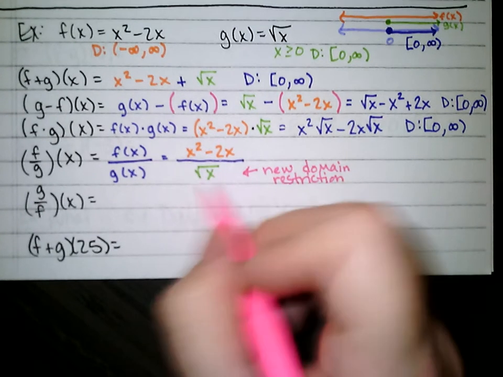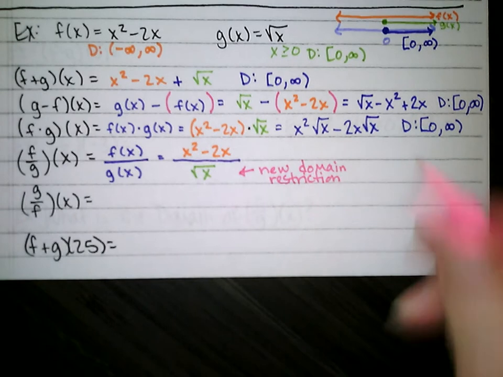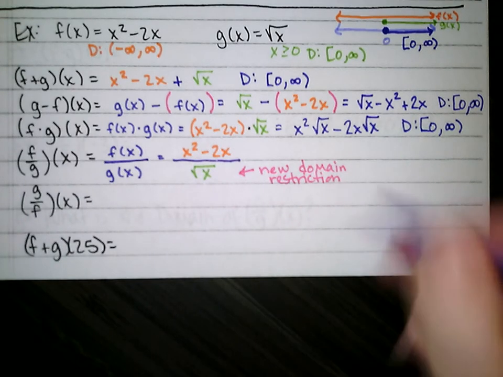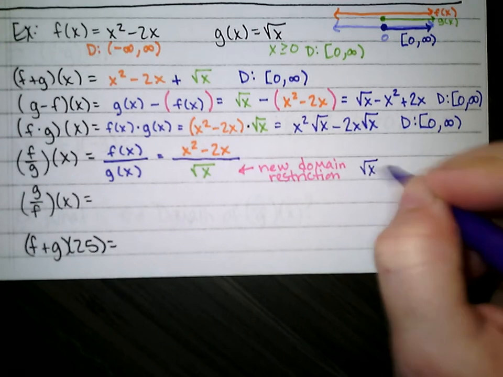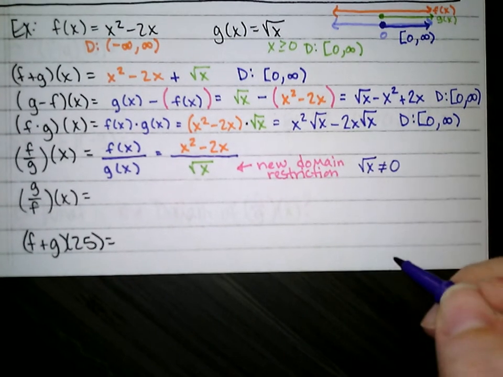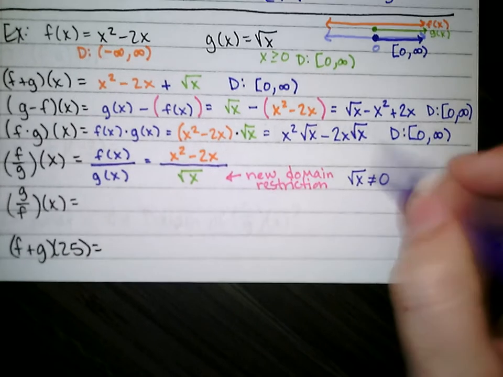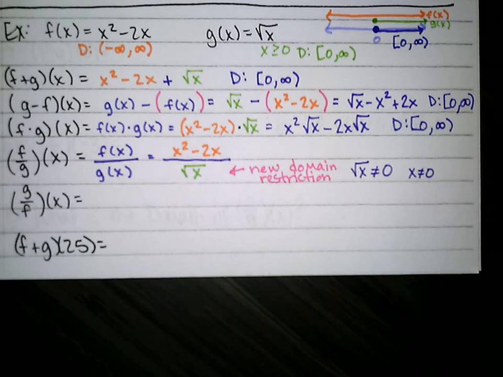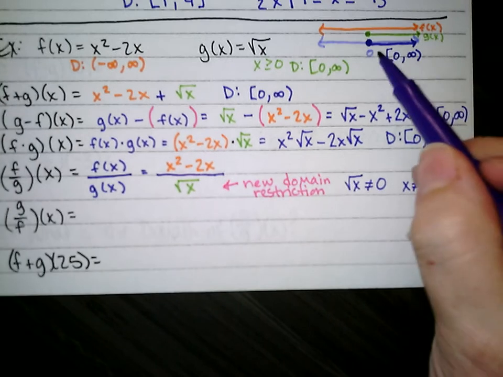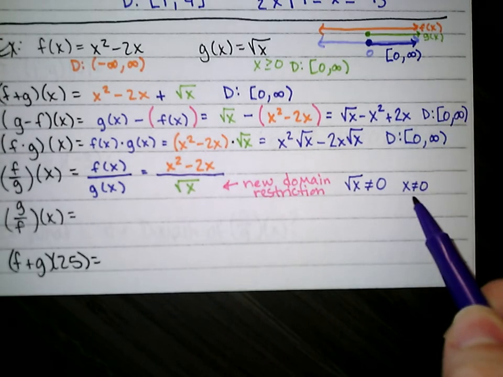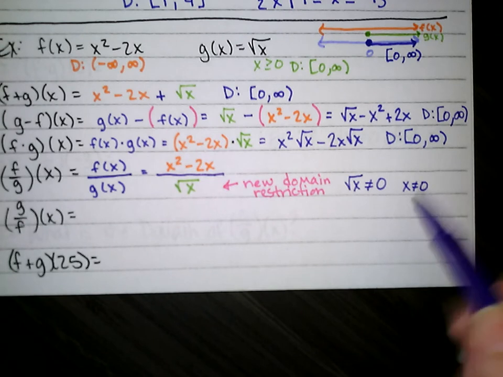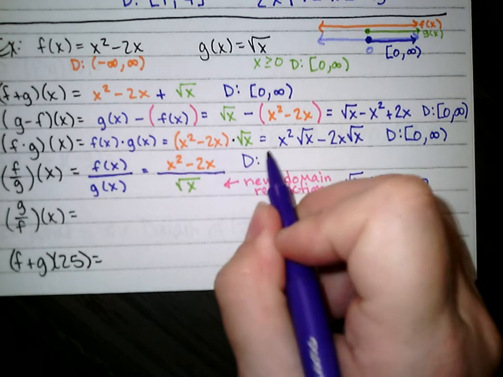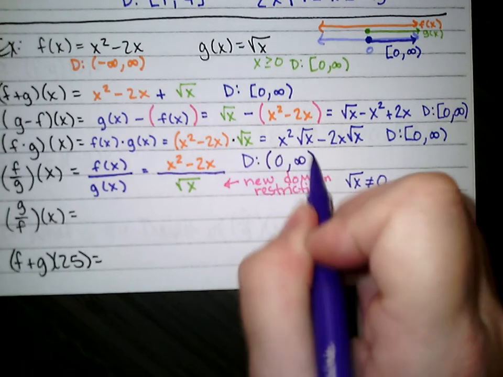So when we have variables in the denominator, remember that we have to set that denominator to not equal 0. So we have to watch that the square root of x cannot equal 0. And when you square both sides, you get x cannot equal 0. So now instead of our domain including from 0 to infinity, we've now added that x cannot equal 0. So the domain on this combined function would be from 0 to infinity, not including 0.